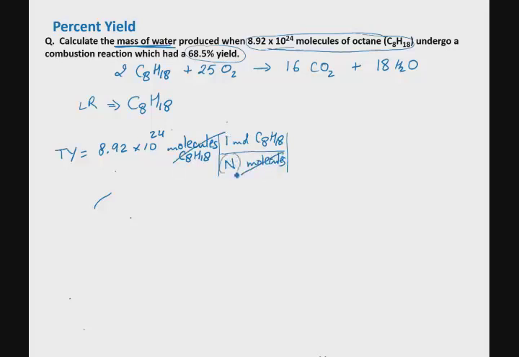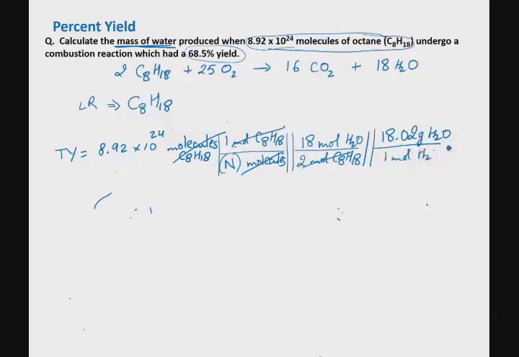Please remember, Avogadro's number is 6.022 times 10 raised to 23. Once you have moles of C8H18, that can be converted into moles of water using the equation, and then moles of water can be converted into grams of water using the molar mass of water. This calculation results in a value of 2402.267685 grams of H2O that could be made.